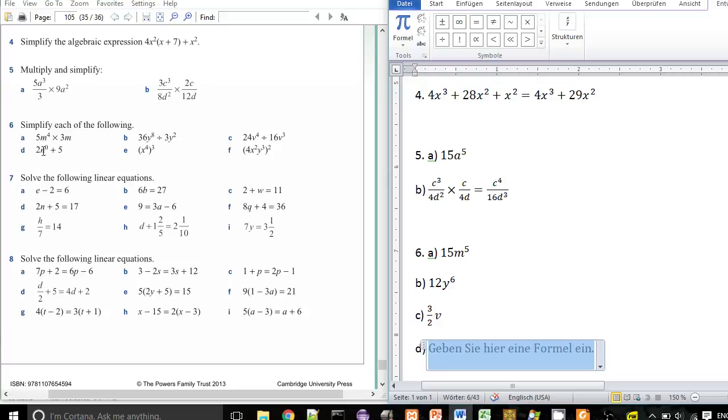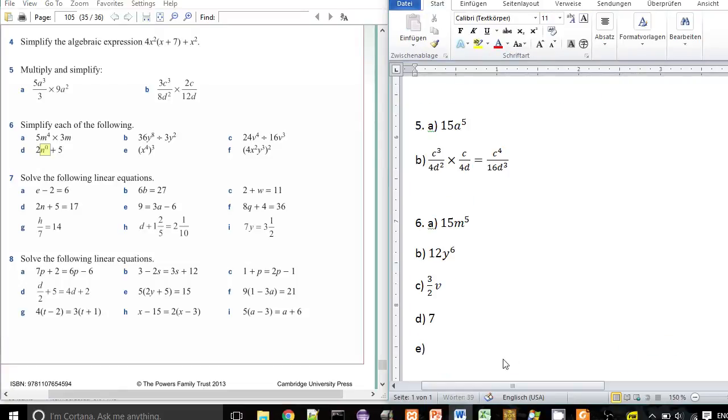Okay, this one, anything to the power of 0 is 1. Might seem a bit weird, like why isn't it 0? It's because when you're timesing, you have to sort of start with 1. 1 is neutral when it comes to timesing. So 2 times 1 is 2, plus 5 is 7.